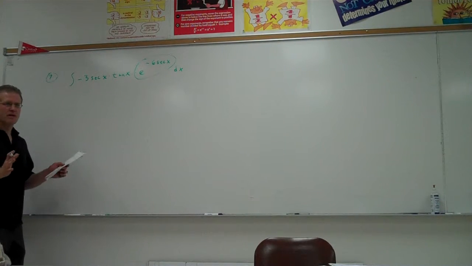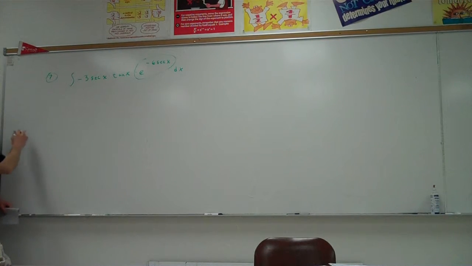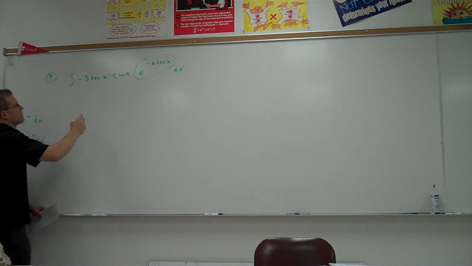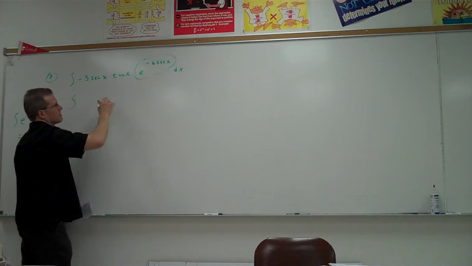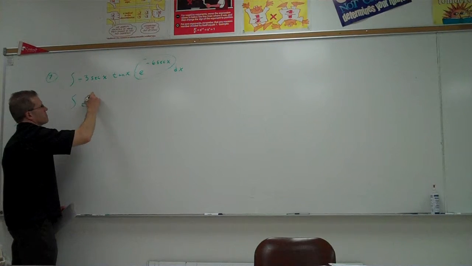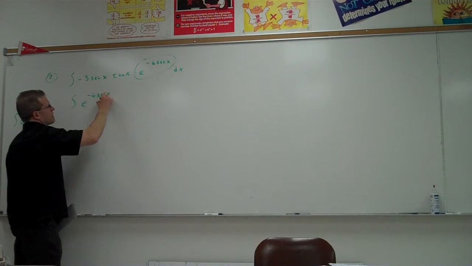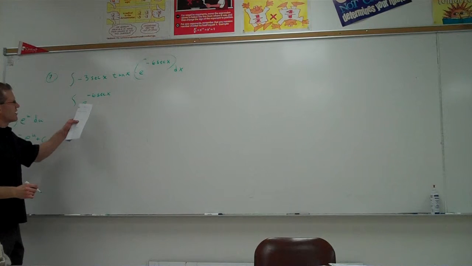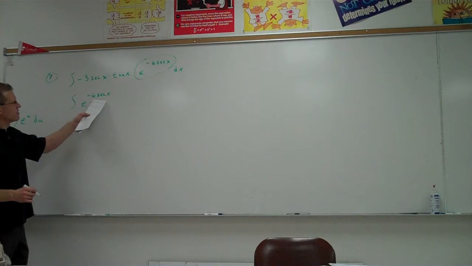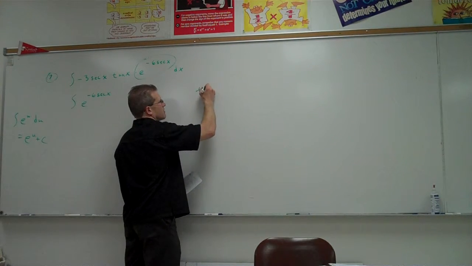That's your key, that's your main function that you're dealing with, okay? So the formula I'm going to use is we're doing integral of e to the u du equals e to the u plus c. So I need to set this up so it's an e to the u problem with a du off to the right. So I'm going to rewrite this. I'm going to put the e to the negative 6 secant of x first. And then what I want to have is so my u is negative 6 secant of x.